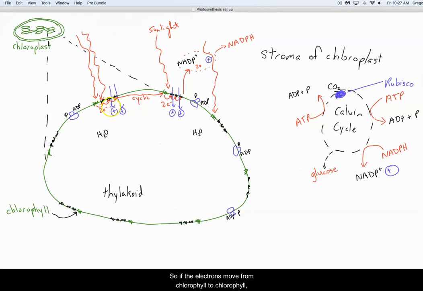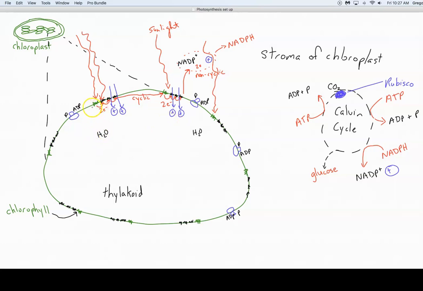So if the electrons move from chlorophyll to chlorophyll, that's the cyclic reaction. If they move from chlorophyll out to NADP and then make NADPH, that is non-cyclic. The electrons did not end up back in a chlorophyll. They ended up outside of a chlorophyll, so they didn't cycle through. They sort of left the system temporarily.